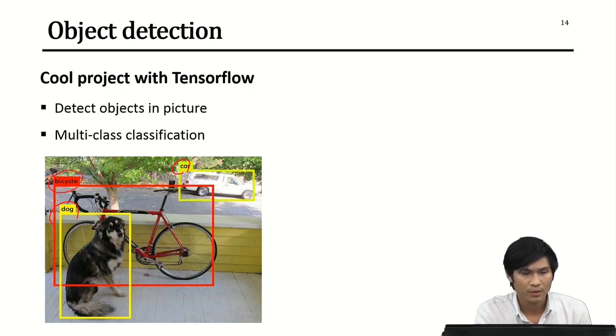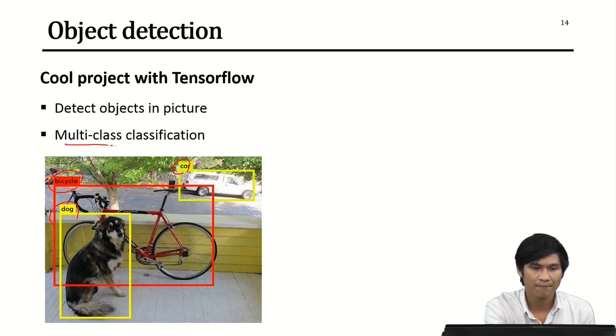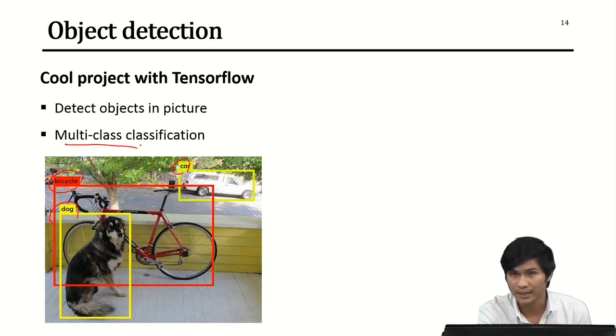So just an important note from here, we have discussed classifications. There are three main classifications. We have multi-class classification, which can detect more than one class in the picture. And we have binary classification. And the third one is multi-label classification.